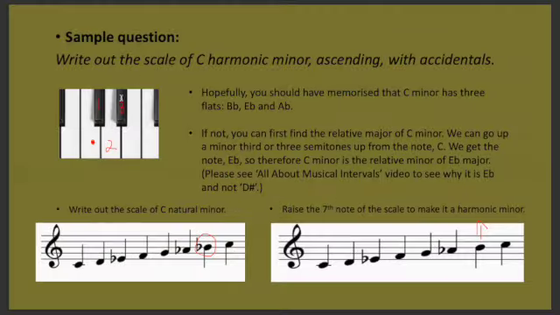Sample question. Write out the scale of C harmonic minor ascending with accidentals. Hopefully you should have memorized that C minor has 3 flats, B flat, E flat and A flat, battle ends and down. If not, you can find the relative major of C minor. We can go up a minor third or 3 semitones up from the note C. So we start on C, go 1, 2, 3, E flat. We get the note E flat, so therefore C minor is the relative minor of E flat major.